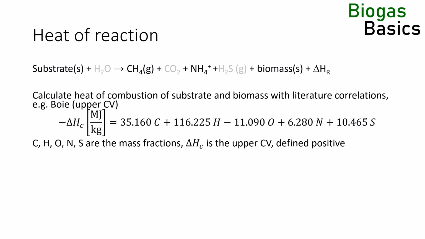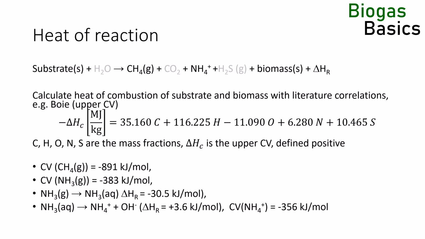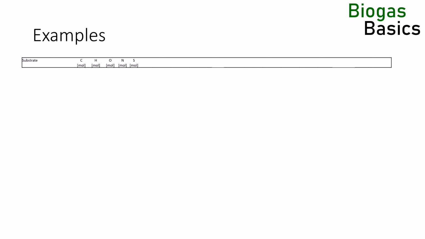The upper CV of methane gas is known, negative 891 kJ per mole. We also know the upper CV of ammonia, negative 383 kJ per mole in the gas phase. The biogas reaction takes place in the liquid phase, so the gaseous ammonia will have to dissolve in the aqueous phase, where it will mostly dissociate to ammonium. The heat of solution and dissociation are given on the screen. The physical properties used here are for reference conditions of 1 bar and 25 degrees Celsius. Now that we have all the formulae, let's calculate the biogas properties of some commonly used feedstocks. The following table shows the carbon, hydrogen, oxygen, nitrogen, and sulfur content of the substrate.